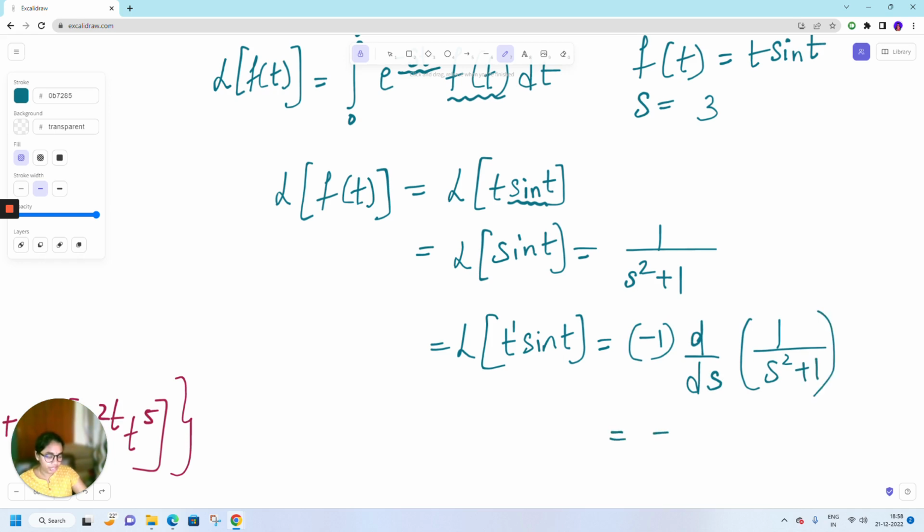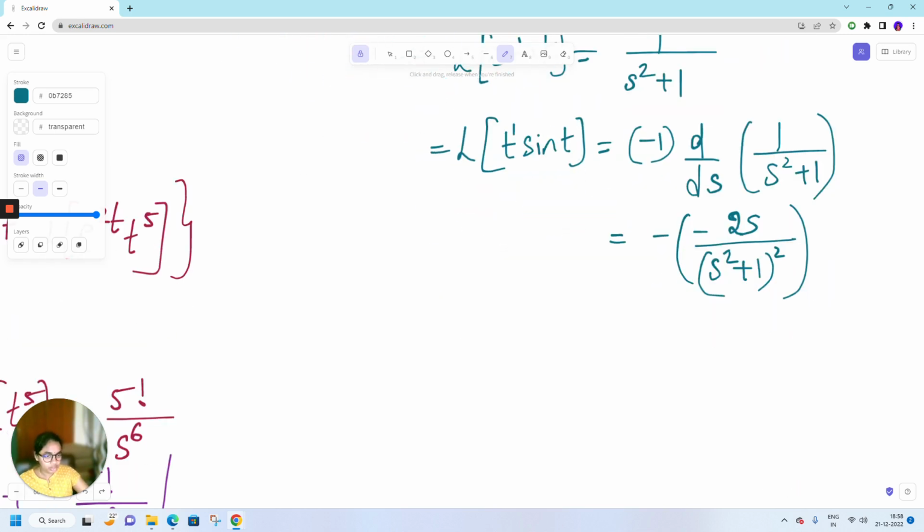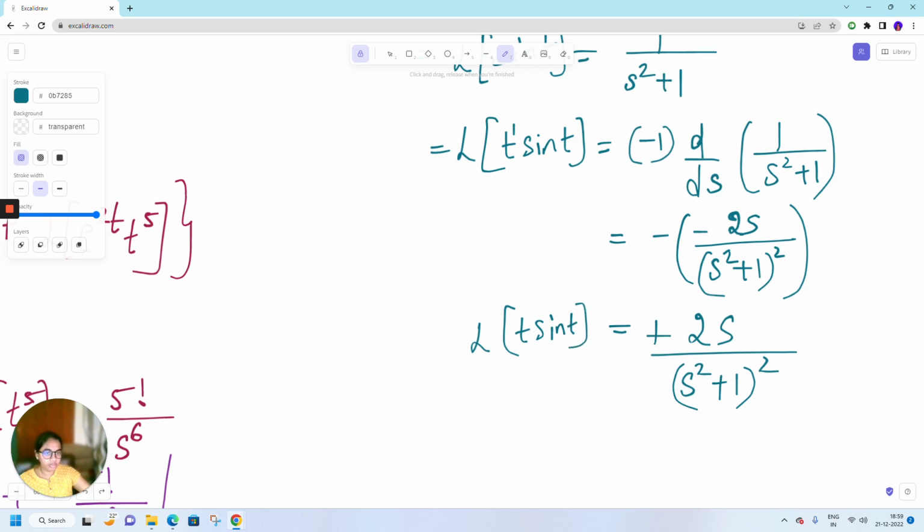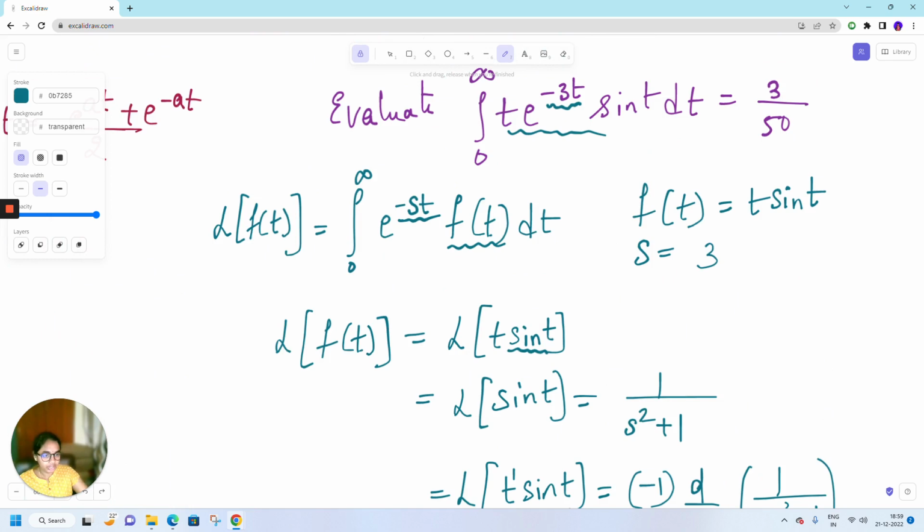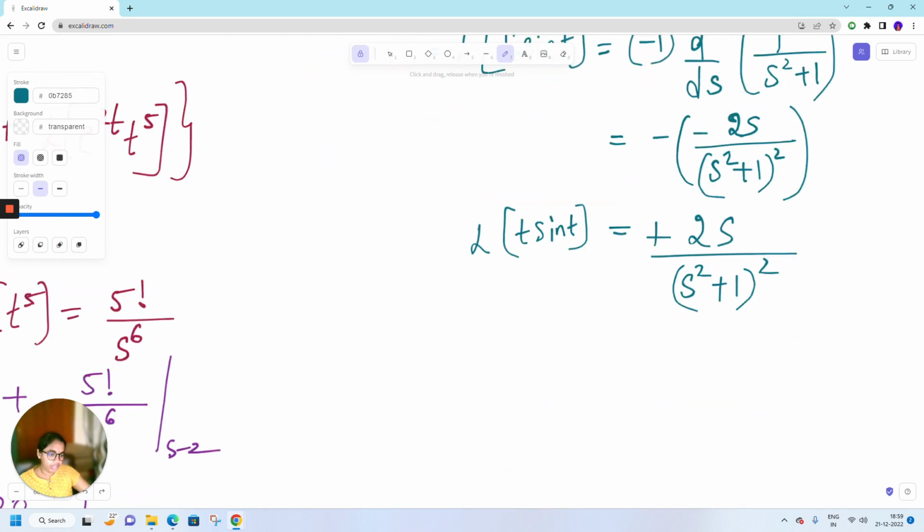So that would be minus, as I told you, differentiation of numerator is 0 because it is a constant, minus, keep the numerator as it is, differentiate the denominator. What is differentiation of s square plus 1? That would be 2s divided by s square plus 1 the whole square. So minus into minus would be plus 2s divided by s square plus 1 the whole square. So we found Laplace of t sine t. Now there is one more information that we need to add. That is s is equal to 3. So substitute s is equal to 3.